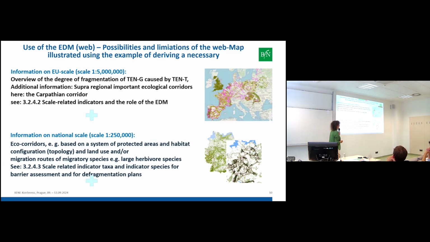the German corridors and also for the defragmentation areas. And these eco corridors, not only in Germany but in most countries, are based on a system of protected areas and habitats configuration and land use, or migration of migratory species, large herbivore species. And what we need are related indicator taxa or indicator species for the barrier assessment and for the fragmentation plans. But in some cases, countries have that.